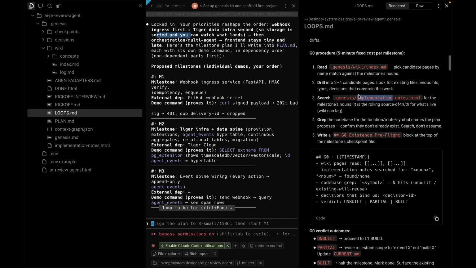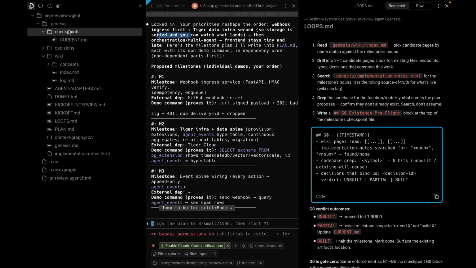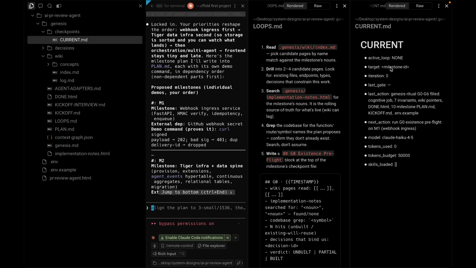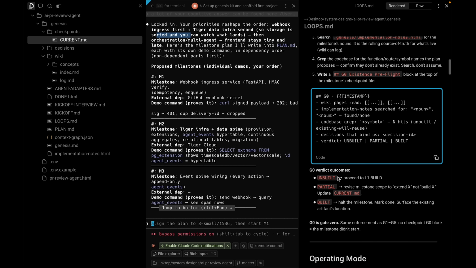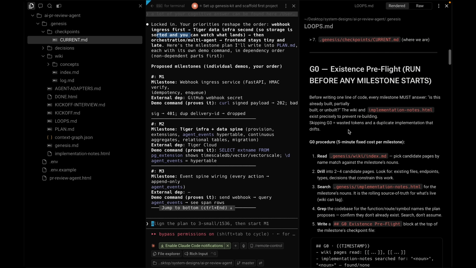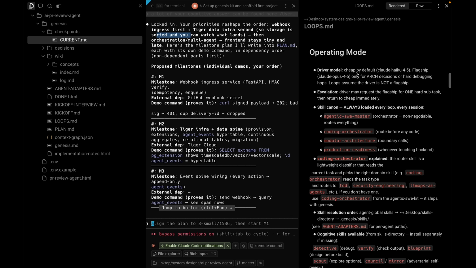Once all these checks are done, you go ahead and write a G0 checkpoint. The G0 checkpoint is basically current.md. Your current.md will contain all the checkpoints, whatever is happening. Then the G0 verdict says, okay, it's unbuilt. If it is unbuilt, go ahead and build it. So every milestone will run this. And then how it is operated: it is cheap by default.